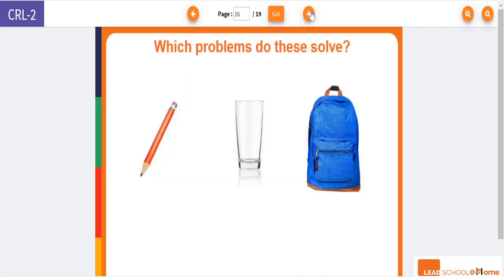So what problems do these things solve? The first one, a pencil. Correct. To write, we have paper, but how do we write? We need something to write with. And so we use pencils for that.